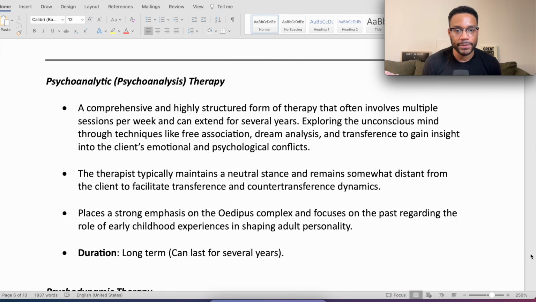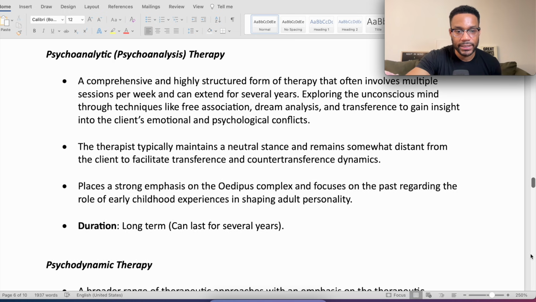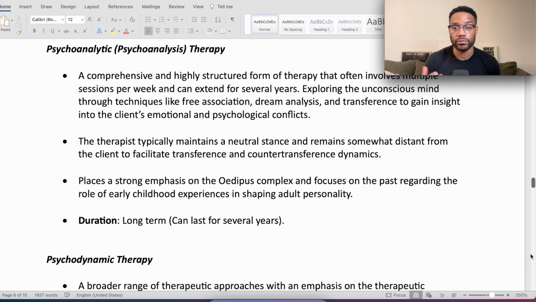The therapist typically maintains a neutral stance and remains somewhat distant from the client to facilitate transference and countertransference dynamics, places a strong emphasis on the Oedipus complex, and focuses on the past regarding the role of early childhood experiences in shaping adult personality. And the duration is typically considered long term and can last for several years. Again, that was psychoanalytic or psychoanalysis therapy.